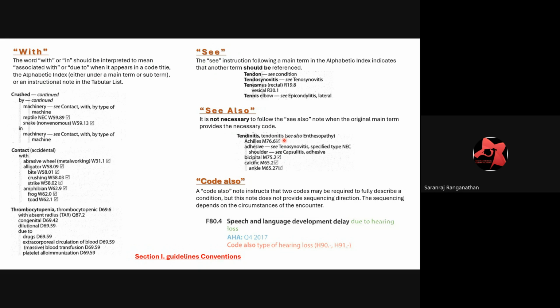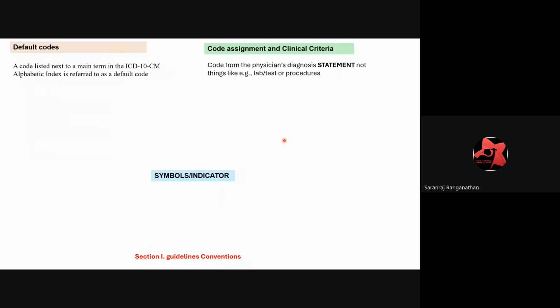Then code also: along with the primary code, I need to complete it to make sure the entire ICD is fulfilled, so I need to use the code also. One example given here is speech and language development delay due to hearing loss. Yes, I will code the delay, but what type of hearing loss? That I need to mention, because it is due to hearing loss. That is the reason I need to use the code also condition, which is like twin codes.